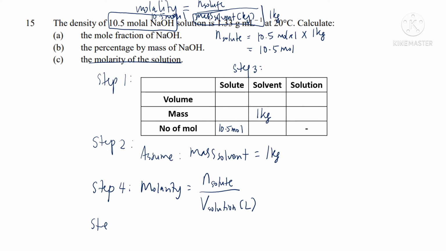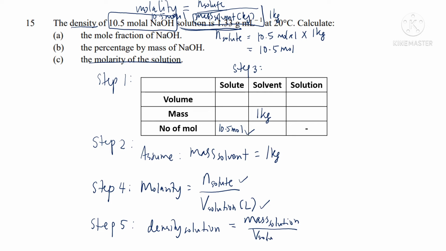Step number 5, we need to do some conversion. So moles of solute we have already, but we do not have the volume of solution. So how can we get the volume of solution? From density of solution. So density of solution is equal to mass of solution divided by volume of solution.